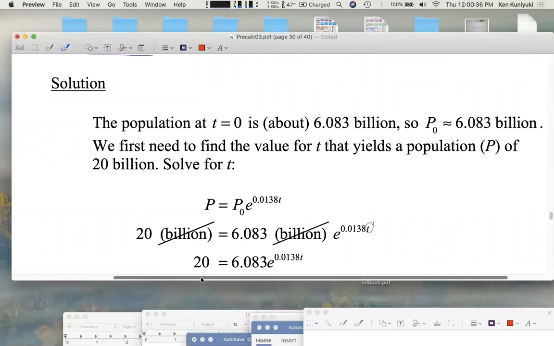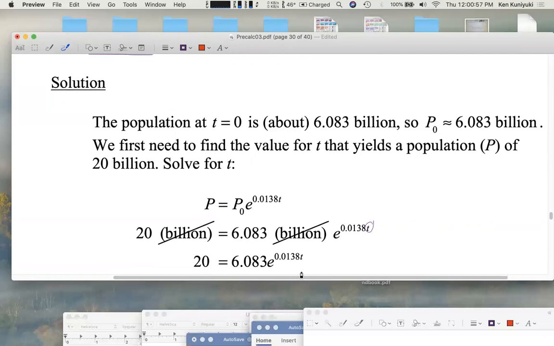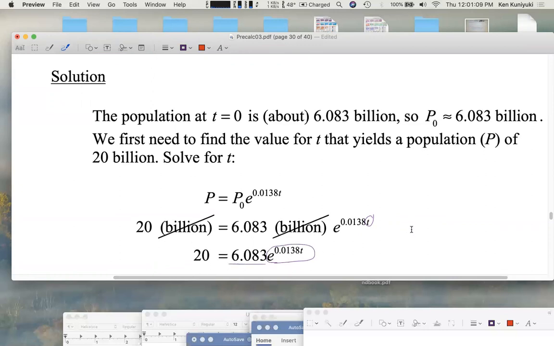Okay, now we're left with 20 equals 6.083 e to the 0.0138 t. And by the way, the fact that we're rounding off with the 6.083 billion, that may well overwhelm the fact that 0.0138 does not really mean exactly 1.38% growth per year. Okay, now we want to solve for t. Before we do that, it would help to isolate this basic exponential. And we can do that by dividing by the 6.083 on both sides.